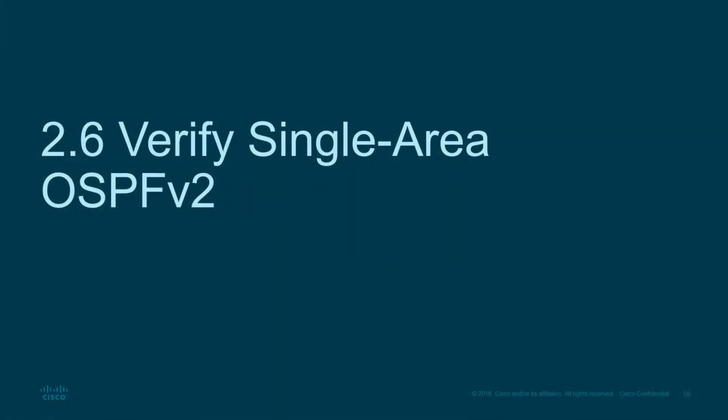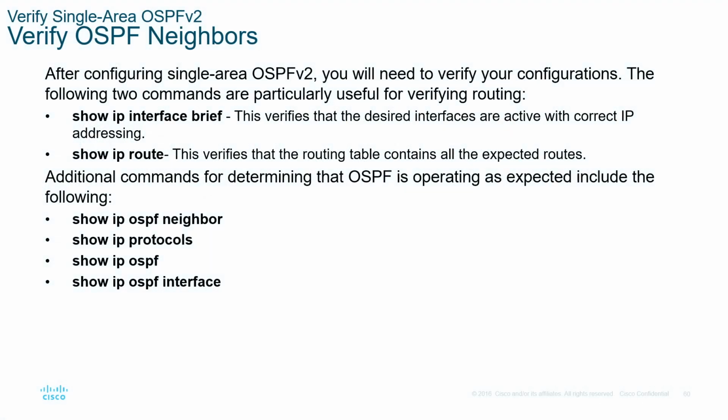Alright. Verifying single-area OSPFv2. These are the commands we use to verify our configuration. The show ip interface brief will help us understand if the interface is up. If the interface is down, it will not be advertised. Even though you type the network command, if the interface is down, it's not going to be advertised. So you need to make sure the interface is up and up. How do you check that? Show ip interface brief.